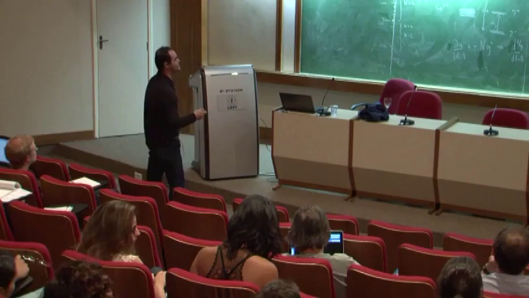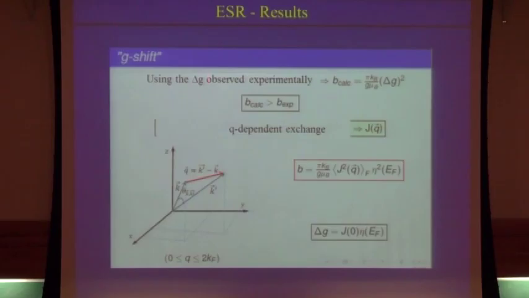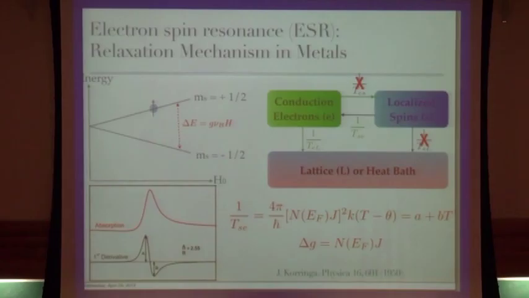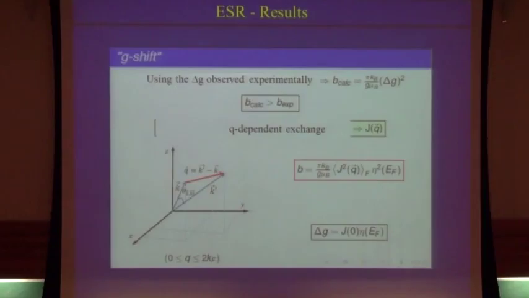Okay, so that's what happened here. First we do the following. We use the delta g experimentally, and replace it in the formula that I showed here to test what's going on. Let's go back here. In the very simple scenario, I can relate the Korringa with the delta g. The Korringa will be proportional to delta g squared. So I get the delta g experimentally, and I can calculate the expected Korringa. It's much larger than the experimental value for all compounds. So that means that the J that goes in the Korringa should be smaller than the J that goes in the g shift. And that is called q-dependent exchange.